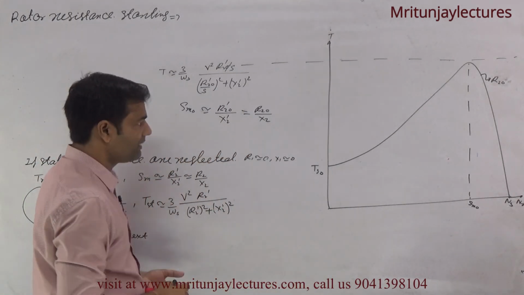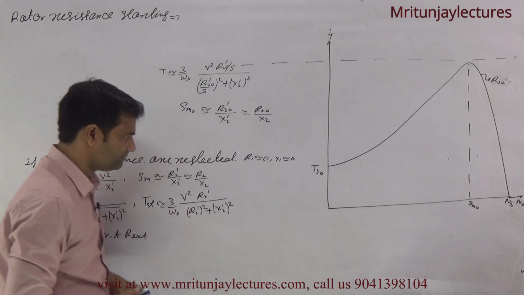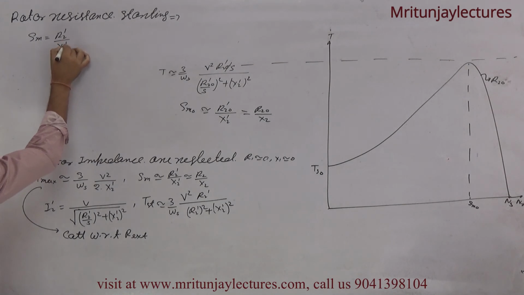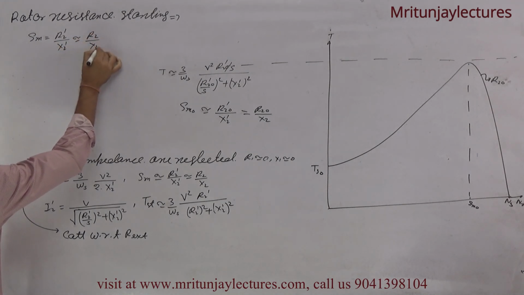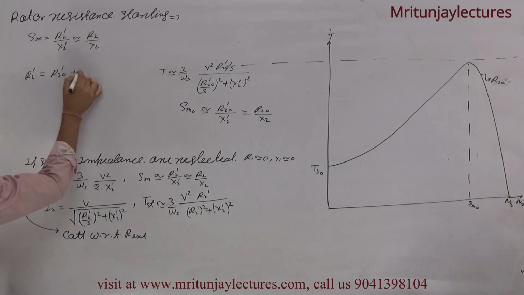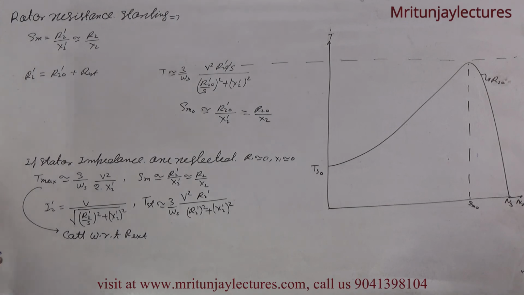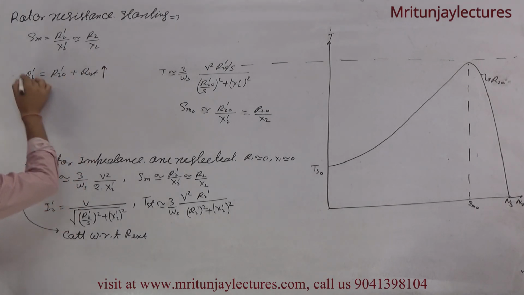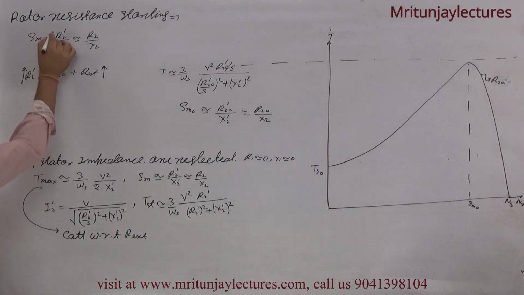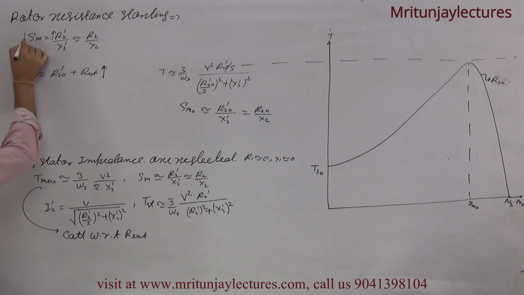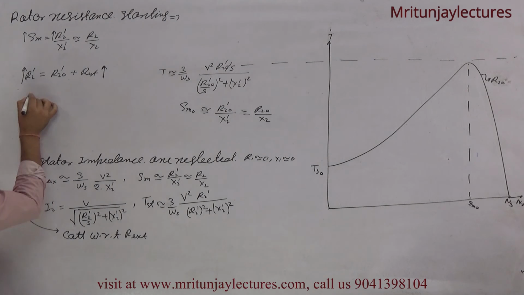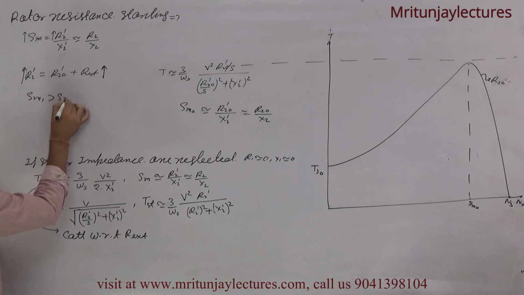Then what about slip? I know that maximum slip depends upon R2 dash by X2 dash, or you can say R2 by X2. R2 dash is written as R2_0 dash plus R external. If R external increases, then R2 dash also increases, so slip also increases. So SM1 is greater than SM0.